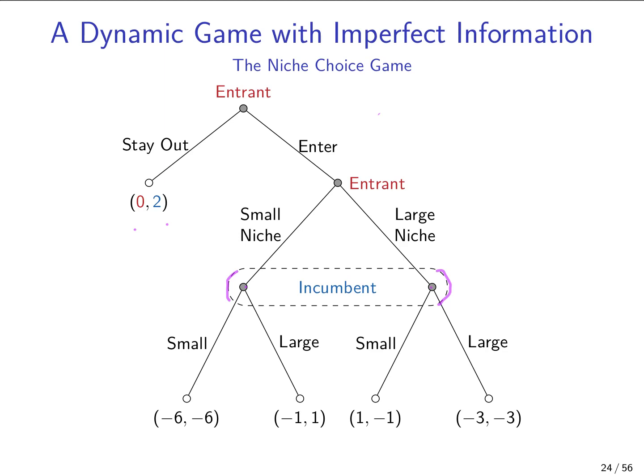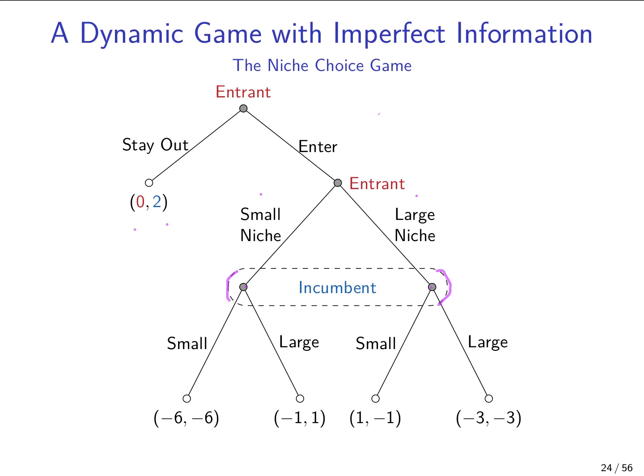Okay, and so we have imperfect information because the incumbent doesn't know, after the entrant decides to enter, whether the entrant chose the small niche or the large niche of the market. Because of the imperfect information about the past actions, this is a dynamic game with imperfect information.